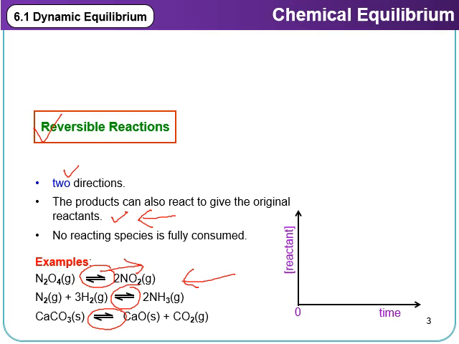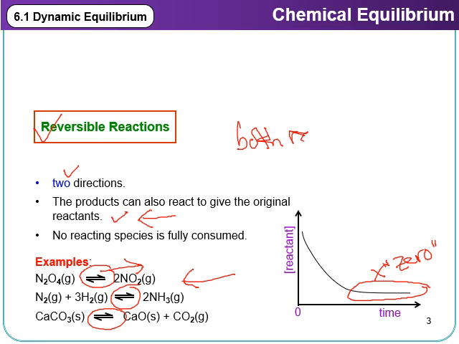No reacting species is fully consumed. So this is the graph that we will get. This line will not touch 0, because all the time both reactants and product are available.